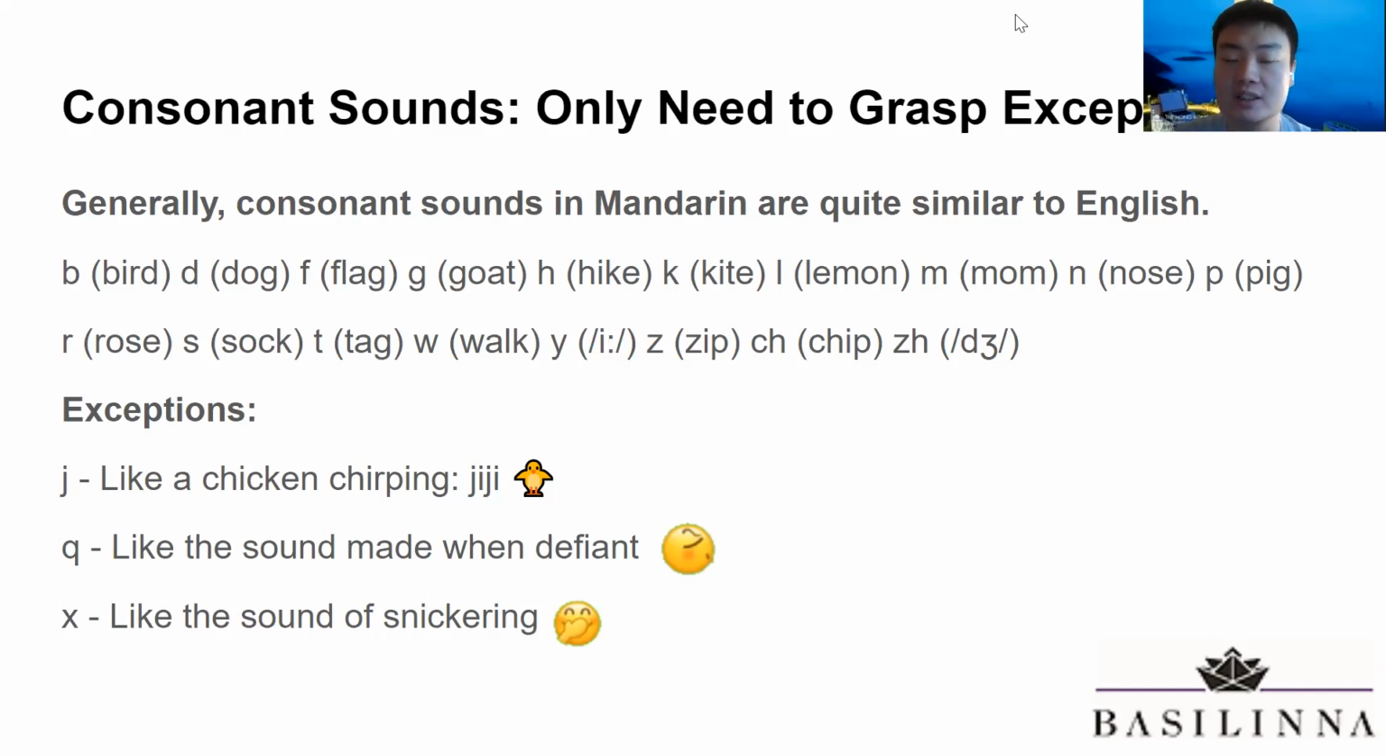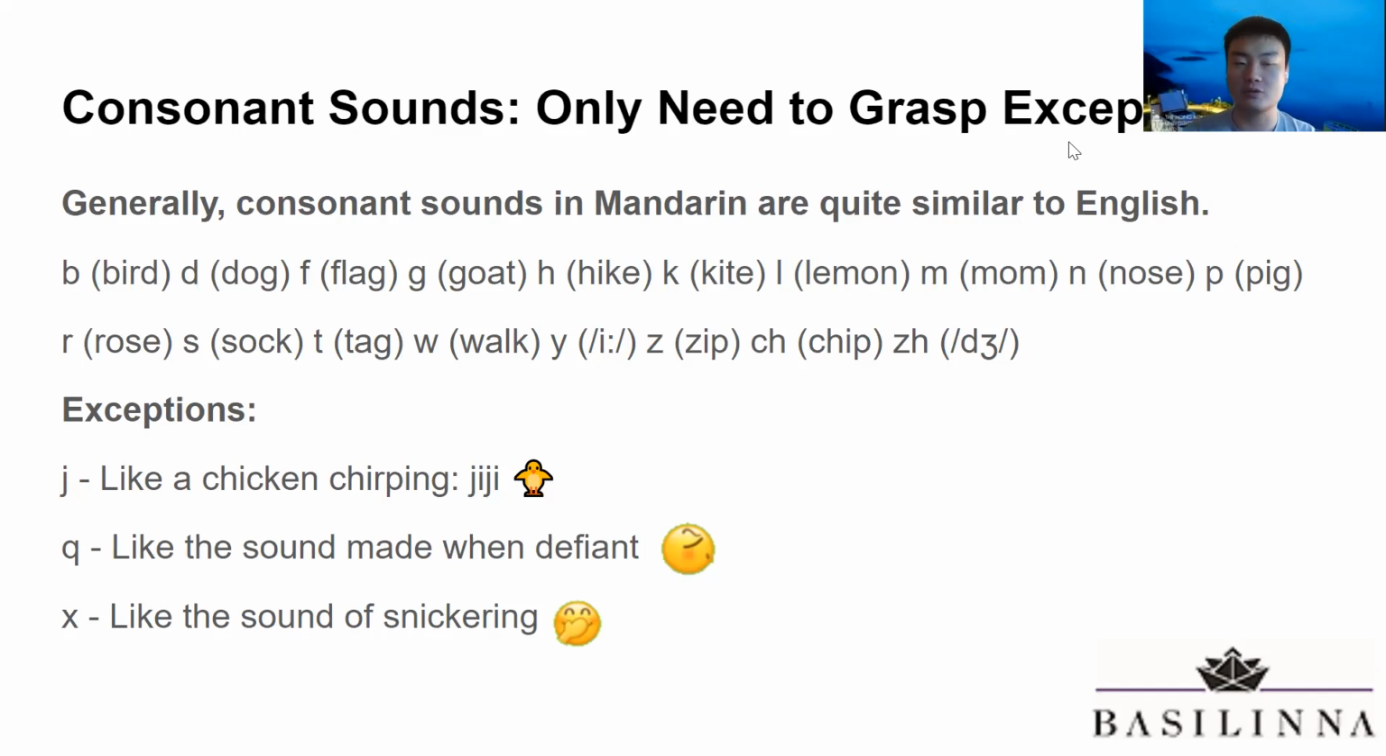After introducing the vowel sounds, let's turn to the consonant sounds. Actually, the consonant sounds are not very difficult because there are lots of similarities between English and Mandarin. So we just need to know some exceptions. Let me introduce the quite similar consonant sounds first.